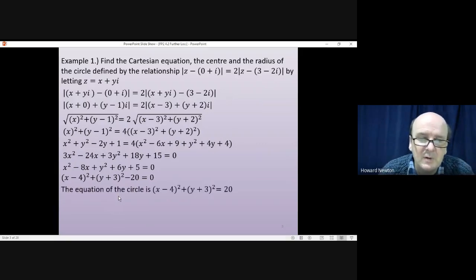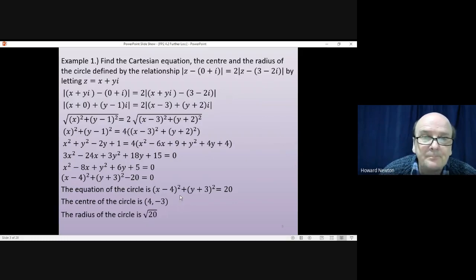So the most usual way to write the equation would be x minus 4 squared plus y plus 3 squared equals 20. And the reason why that's the normal way is because if you do write it like that, then the center and radius of the circle can just be read straight off the equation. The center will be 4, minus 3, and the radius will be the square root of 20.